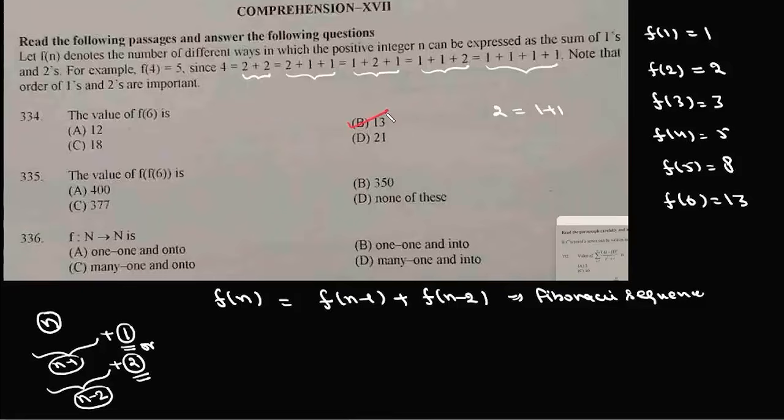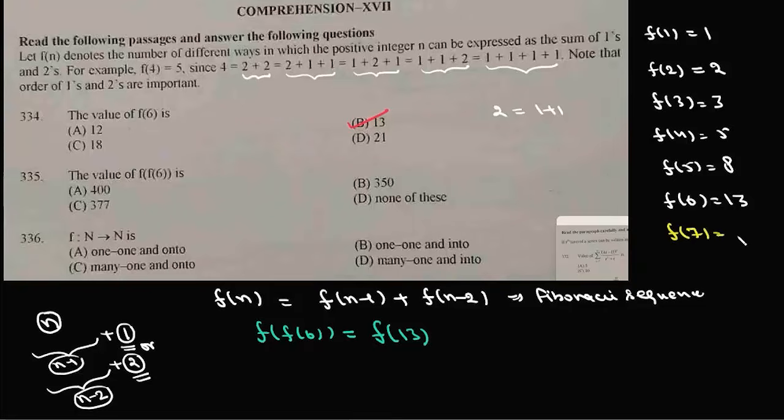Now the next one is to find the value of f of F6. So we need to find f of F6, and f of F6 is nothing but F13. So we have to keep generating this series.